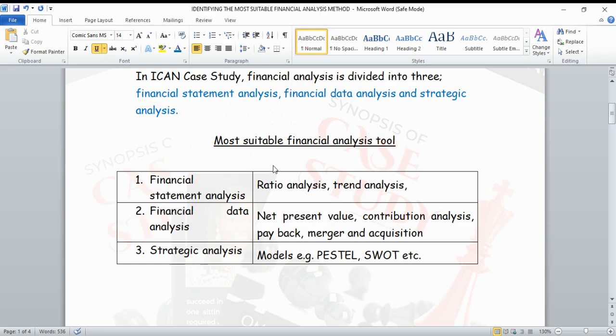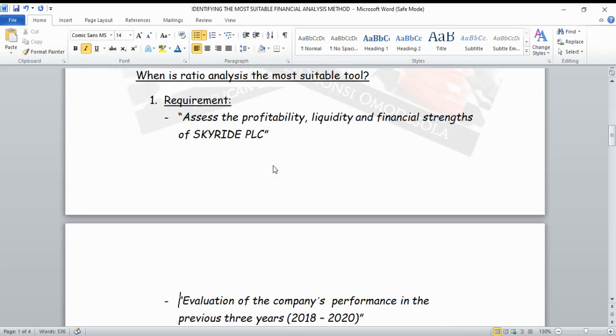Now, the strategic analysis is basically the use of models. They may not come directly to tell you, oh, use PESTLE analysis. For instance, they can tell you something like, analyze the external environment. Obviously, you know that's PESTLE. Analyze the internal and external environment. What do you think that will be? Yeah, brilliant. That's SWOT analysis, right? So we're going to be looking at each of them one after the other.